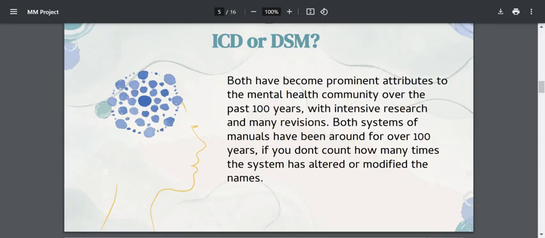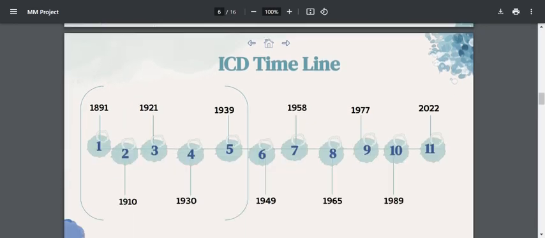Both have become prominent attributes to the mental health community over the past 100 years, with intensive research and many revisions. Both systems of manuals have been around for over 100 years, if you don't count how many times the systems have been altered or modified by the names.